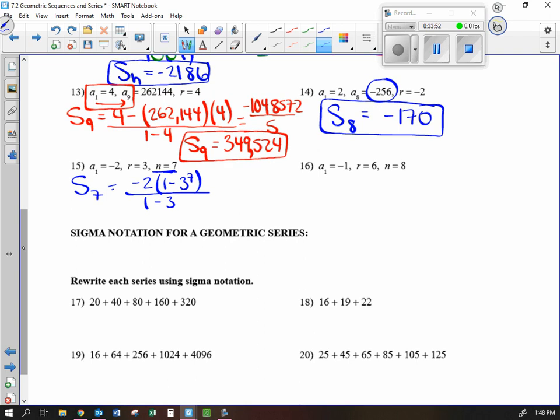So again, this is a bunch of calculator moves. We're going to do 3 to the 7th and then 1 minus that. To simplify that, I'm just going to write negative 2 times 1 minus, you should be getting 2,187 here, and then divided by negative 2, and that in your calculator should get you negative 2,186. If not, make sure you're checking positives and negatives here.